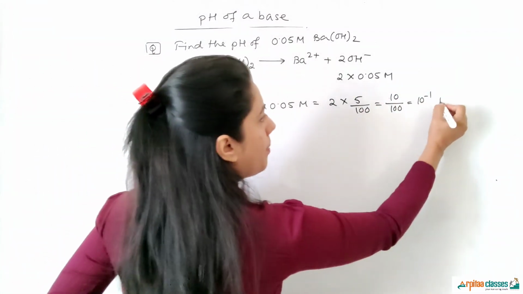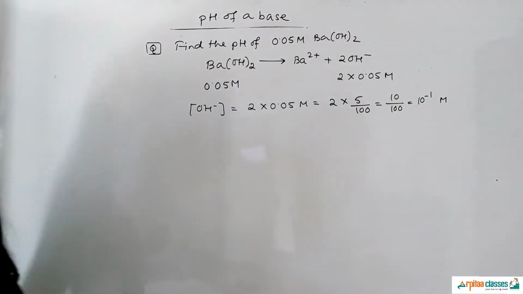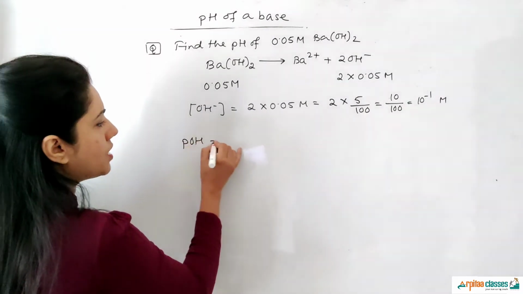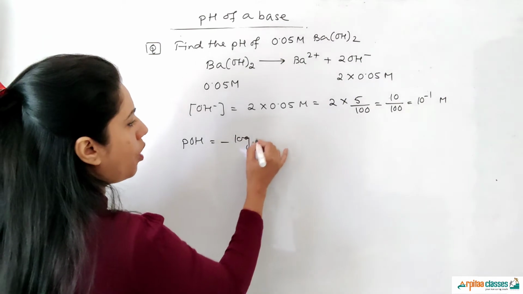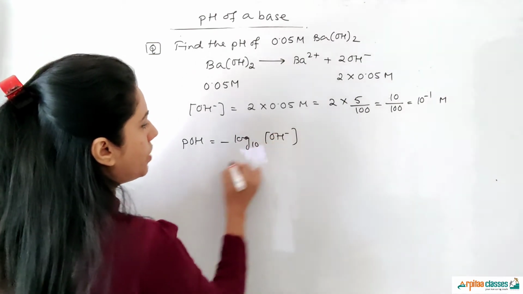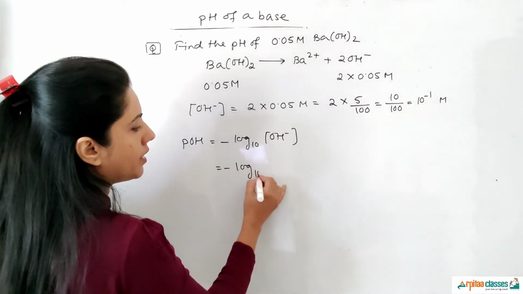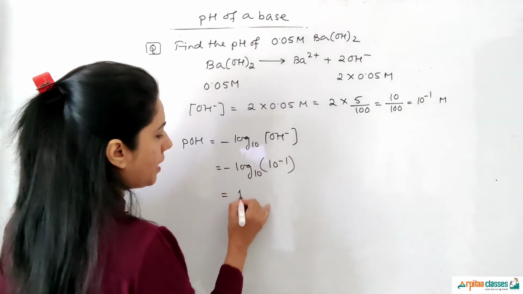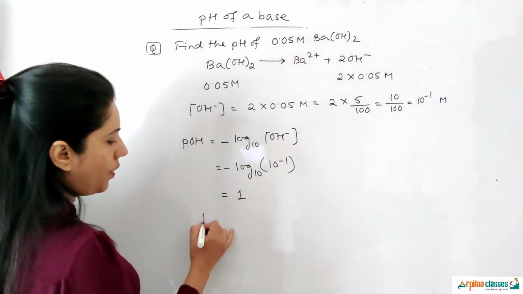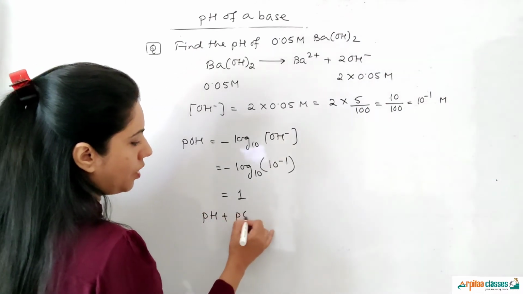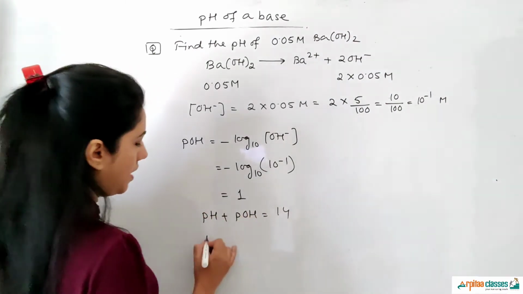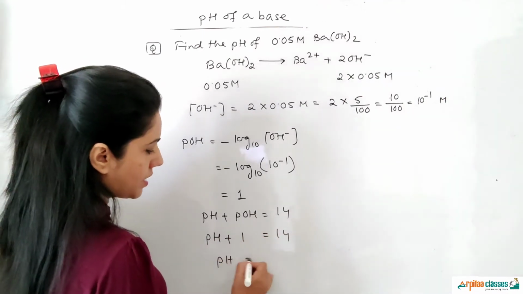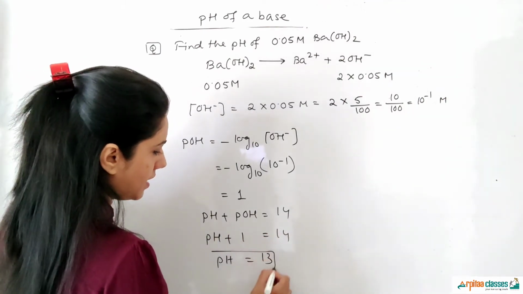So 10 raised to power minus 1 molar is the concentration for OH minus. Now pOH is equal to minus logarithm of OH minus concentration, which is minus logarithm to the base 10, 10 raised to power minus 1, which is coming 1. Therefore, pH plus pOH is equal to 14. pH plus 1 is equal to 14. Therefore, pH is coming 14 minus 1, that is 13.